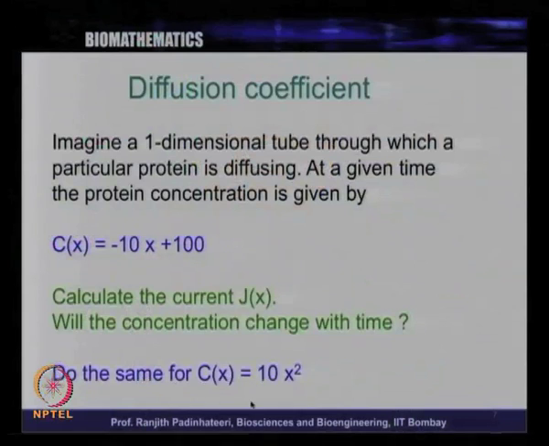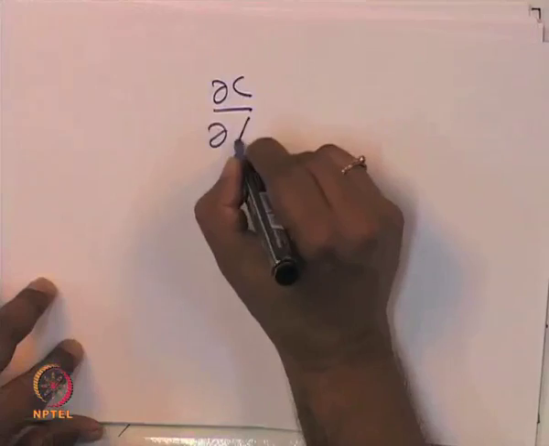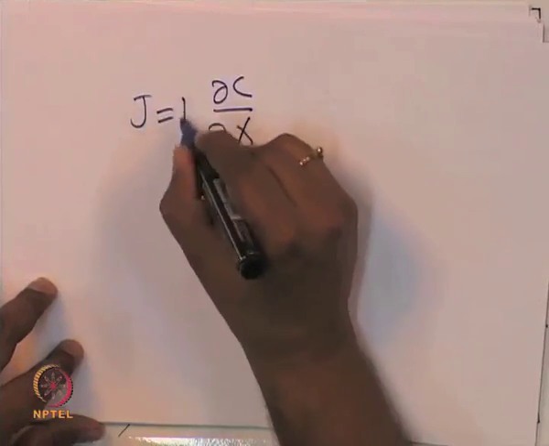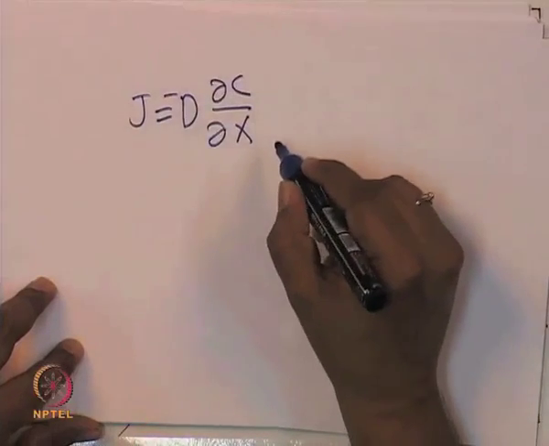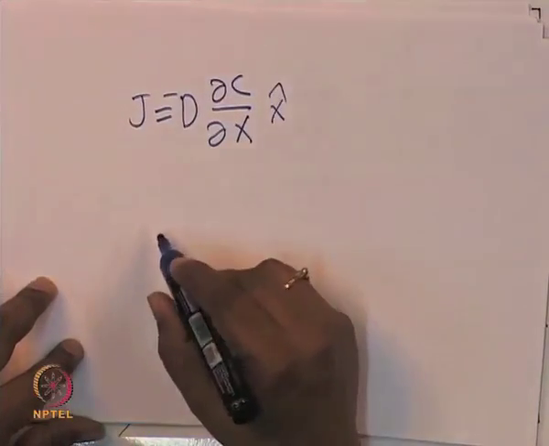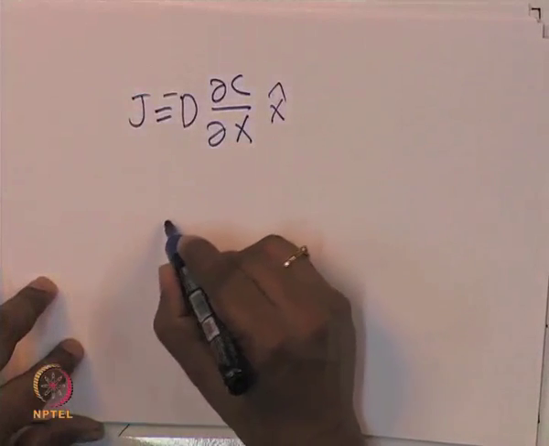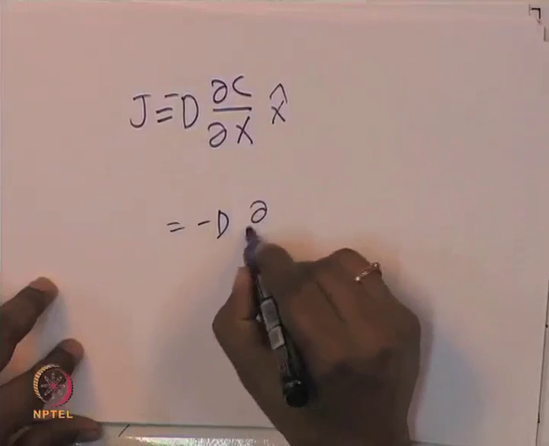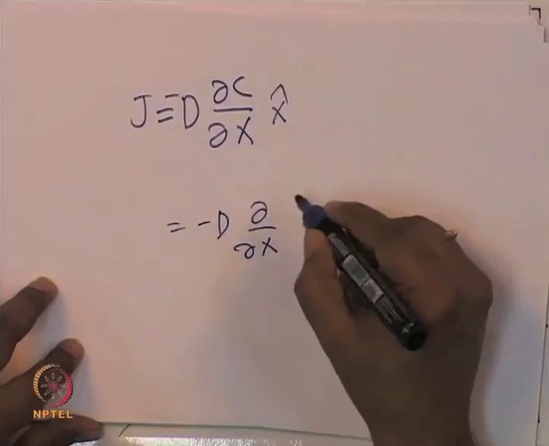Now the next question, as you can see at the bottom: do the same for C of x equal to 10 x square. Calculate the current and calculate the change in concentration for 10 x square. So, let us do this. The current we saw is J in the x direction, which is minus D del by del x of C, which is basically 10 x square.